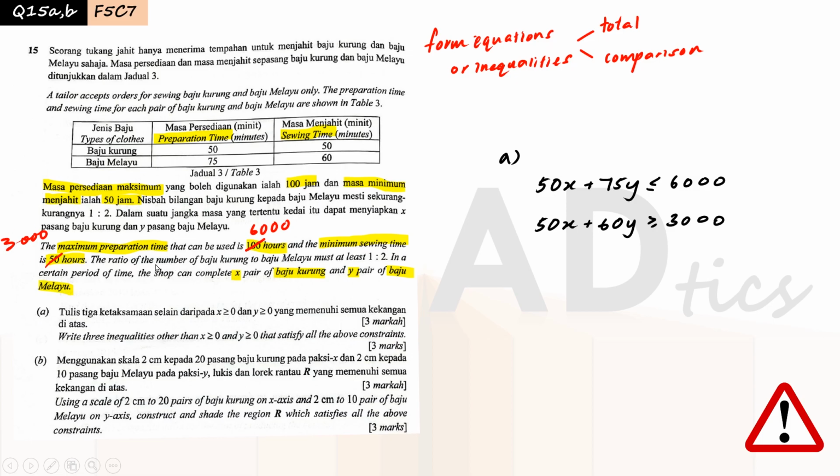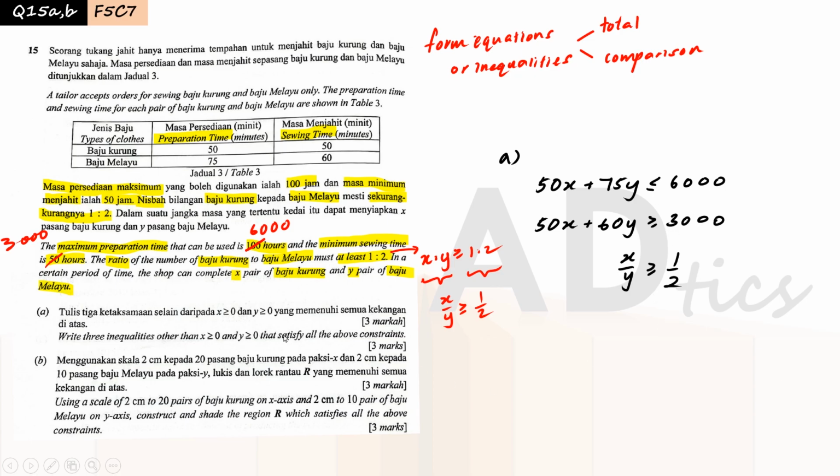Alright, and the last one, as you can see here, the ratio of baju kurung to baju Melayu must be at least 1 to 2. Okay, so this is an example of comparison. We are comparing the number of baju kurung to baju Melayu. Okay, so if we write this in mathematical form, it should be x to y is at least 1 to 2, right? But this one, we can also change it to the fraction format, which is x divided by y would be at least 1 to 2. Okay, so this would be our third inequality.